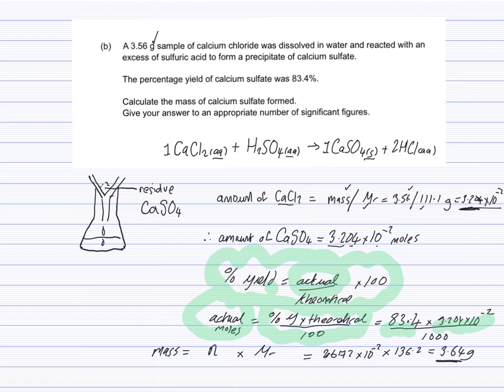Now we have our actual moles. We can then find the actual mass: the number of moles times the MR of the calcium sulfate, which is 136.2. Now it does say to the appropriate number of significant figures, and since the smallest number of significant figures is 3, your answer must be given to 3 significant figures. So that's 3.64 grams.